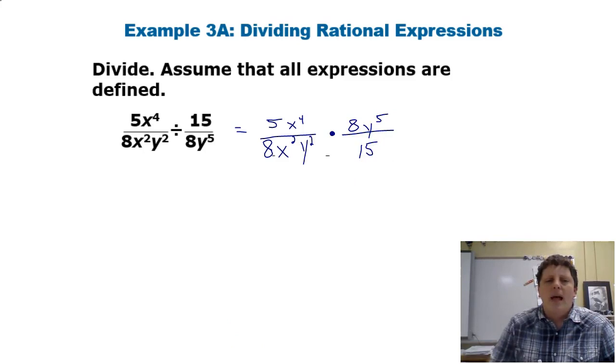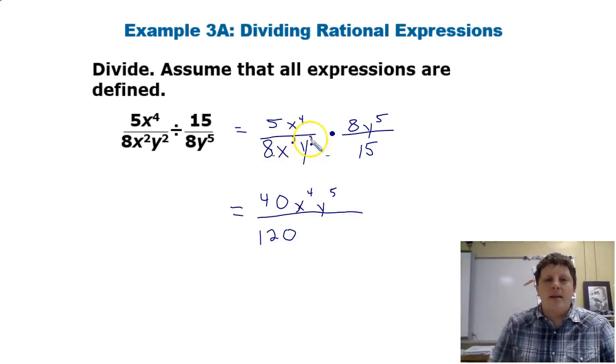At this point, I can start multiplying things together. 5 times 8 is 40. X to the 4th and y to the 5th do not have anything to multiply with, so they're going to stay separate. Just write them next to each other. So 8 times 15 is 120. And then again, I don't have anything to combine with, so I've got x squared and y squared.